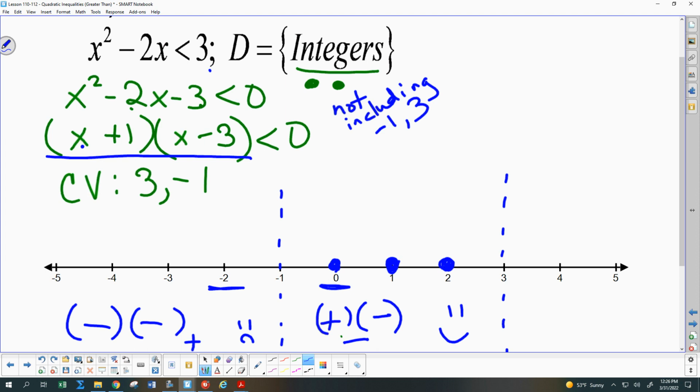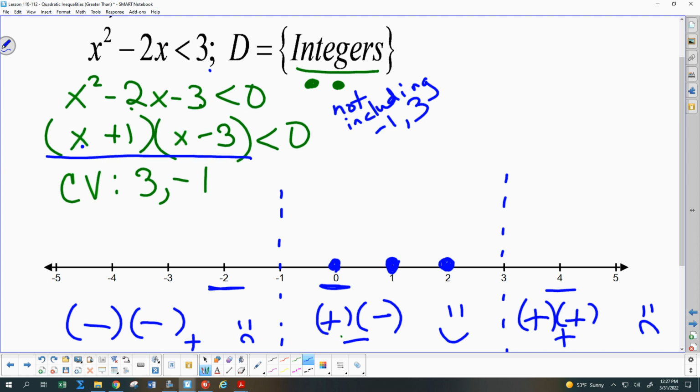Finally, check the last section. Let's plug a 4 in. So Cooper, x plus 1, positive or negative? And x minus 3, positive times positive is positive. When I multiply, do I like positives? Nope, I need negatives here, so I'm not going to shade anything there, and I'm finished.